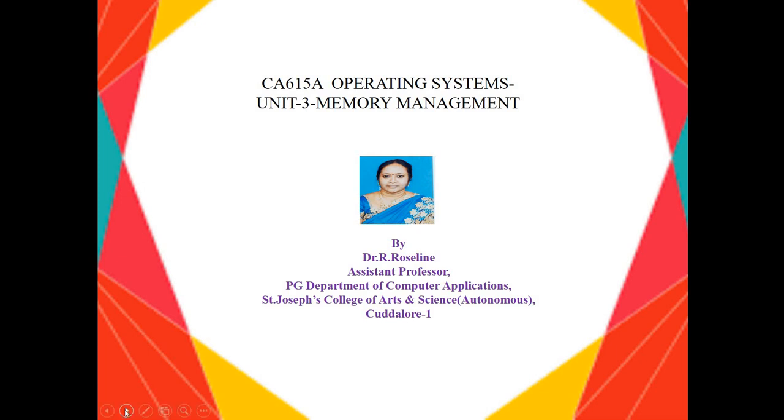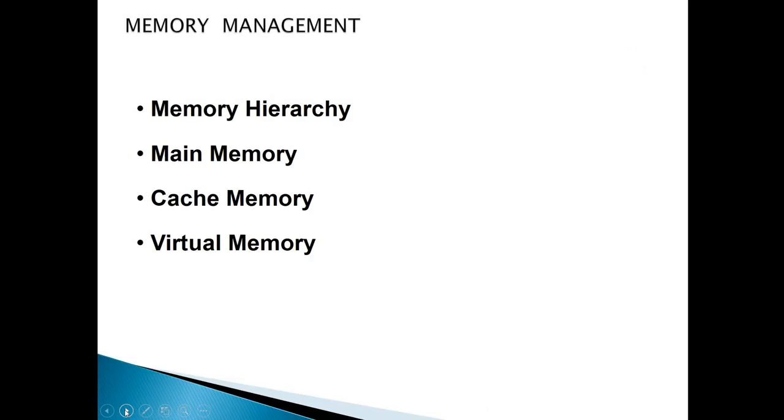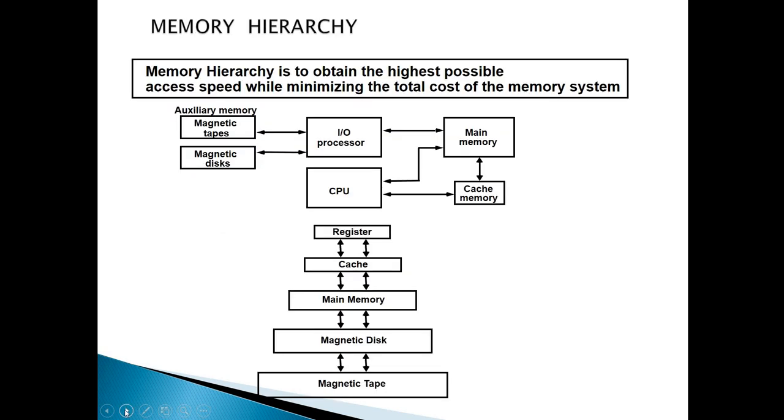Now, I would like to discuss memory management. In memory management, we are going to see about memory hierarchy, main memory, cache memory, and virtual memory. First, we'll see about memory hierarchy. Memory hierarchy is to obtain the highest possible access speed while minimizing the total cost of the memory system. The memory hierarchy consists of CPU, cache memory, main memory, I/O processor, and auxiliary memory.